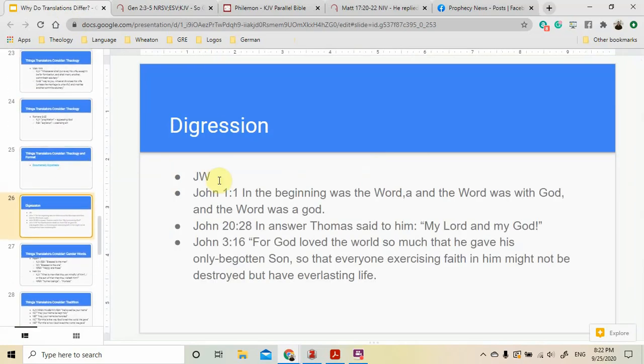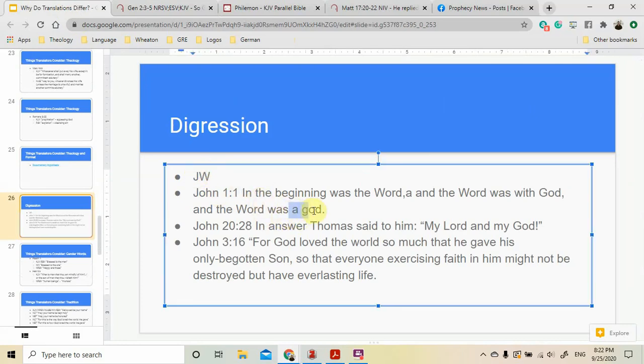So a quick digression on this is that even a translation of the Jehovah's Witnesses, who are not orthodox in their theology, so you can see in John 1, they say that the word was a God. But even if you go on and you read in John, Thomas said to them, my Lord and my God, him being Jesus. So you can't really change this text.